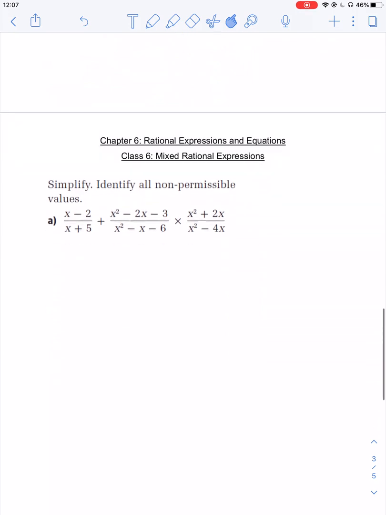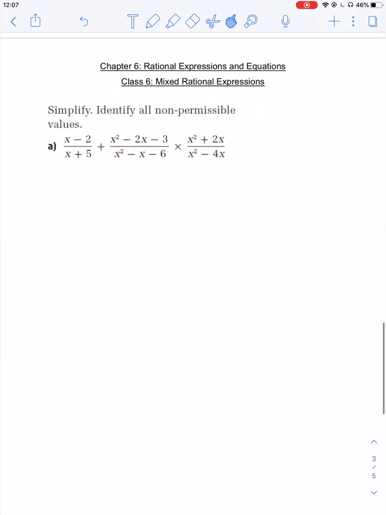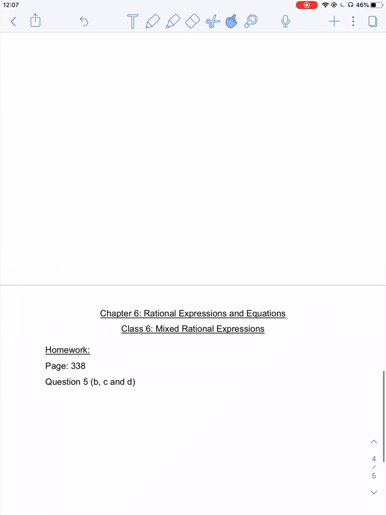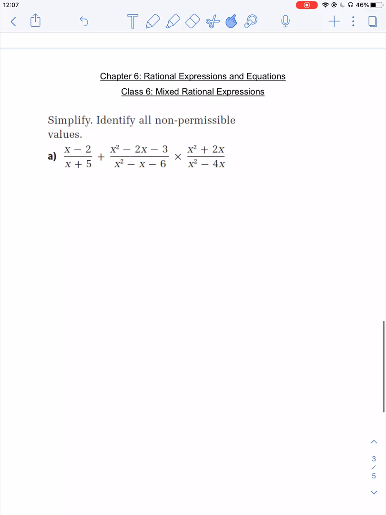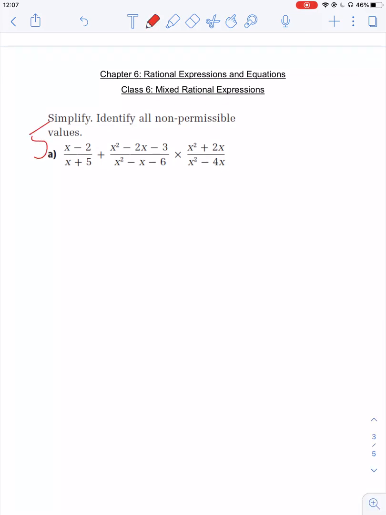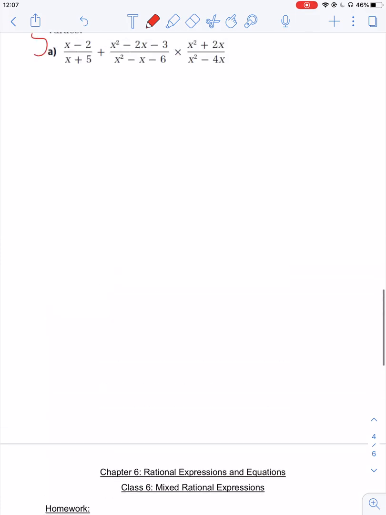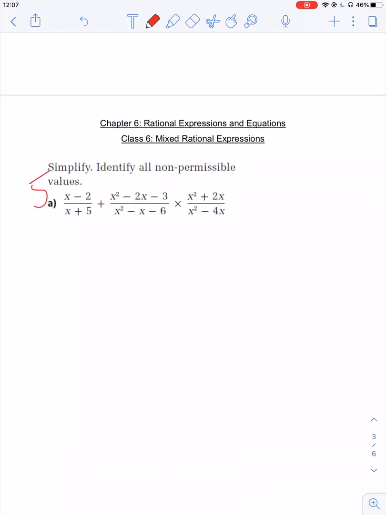Okay, so now this would be a more challenging question. And this is the last question. After that, I'm going to assign you your homework. I picked this question from the textbook. It's actually question 5A. So I'm going to do 5A, and then I'm going to ask you to do B, C, and D. Okay. So here you have multiplication and addition, right? So you're going to have to multiply first, and then whatever the result is, you're going to have to add afterwards.